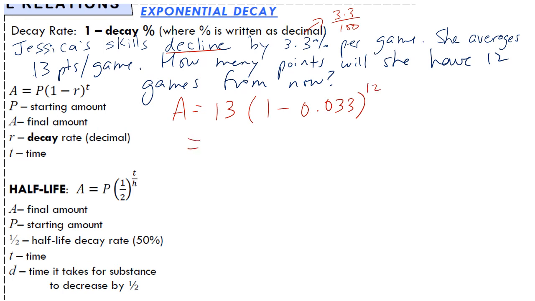Enter it just like you see it, brackets and all, don't add anything. One decimal place should get 8.7 points. And don't forget the therefore statement for word problems.